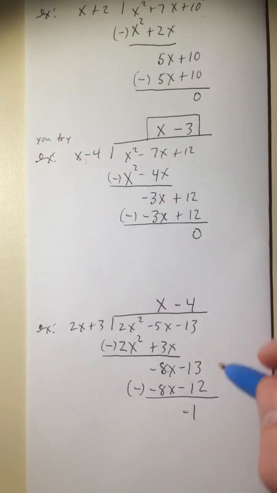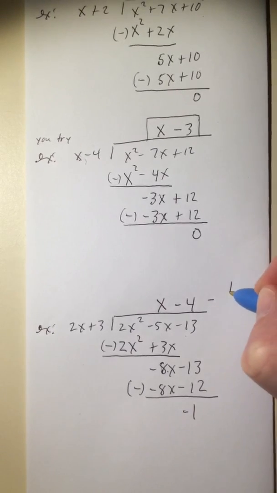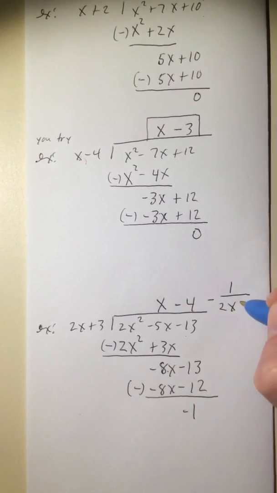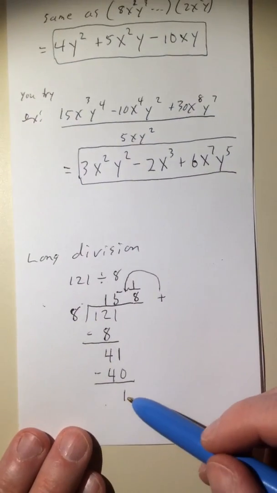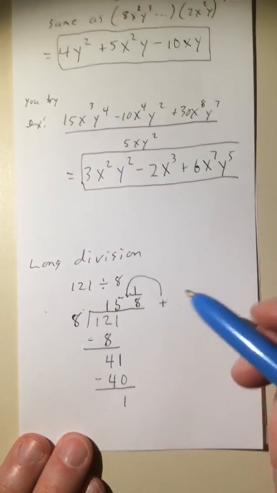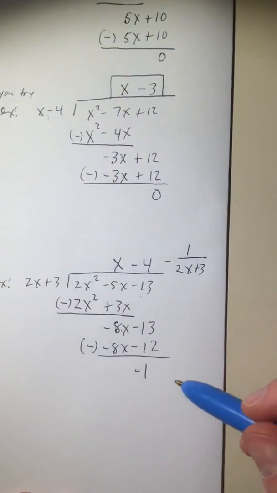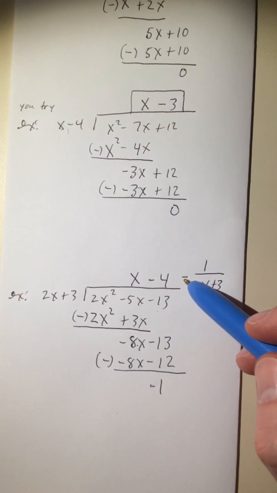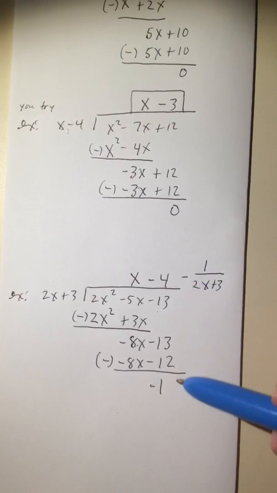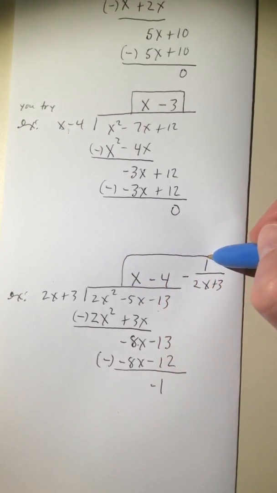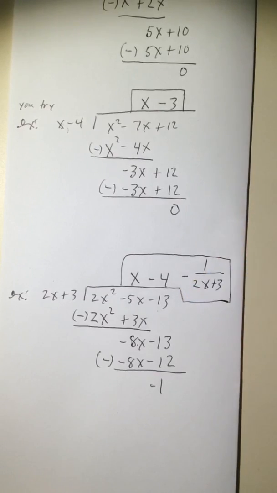So it says minus 1, so we're going to do minus 1 over 2x plus 3. Just like on the other side here, when we had our remainder 1, we put it over our divisor. So it's 1 divided by 8, so 1/8. Same thing here. We take our remainder and put it over our divisor. But in this case, remember we had a plus sign there because it was "and." In this case, it's minus, so we're going to put a minus sign instead. So our answer is x minus 4 minus 1 over 2x plus 3.